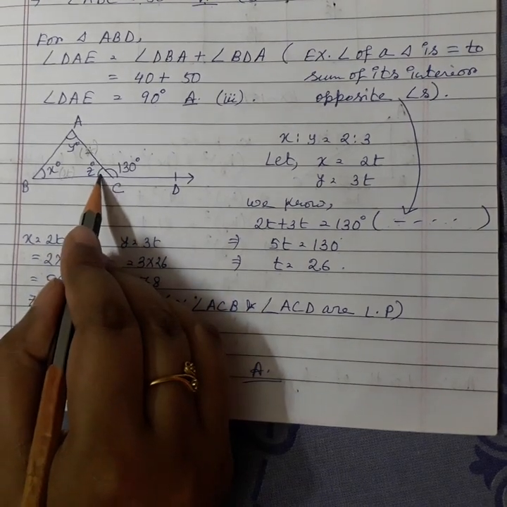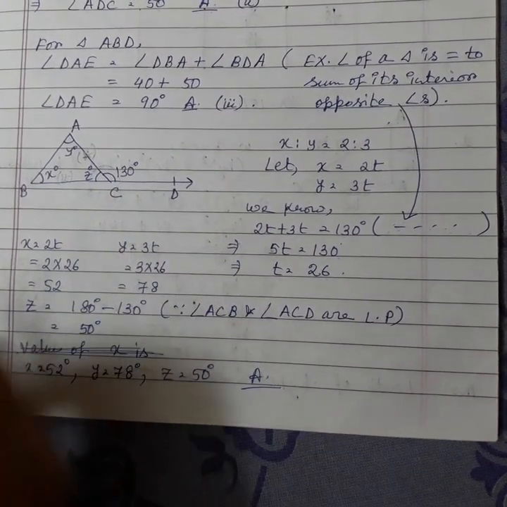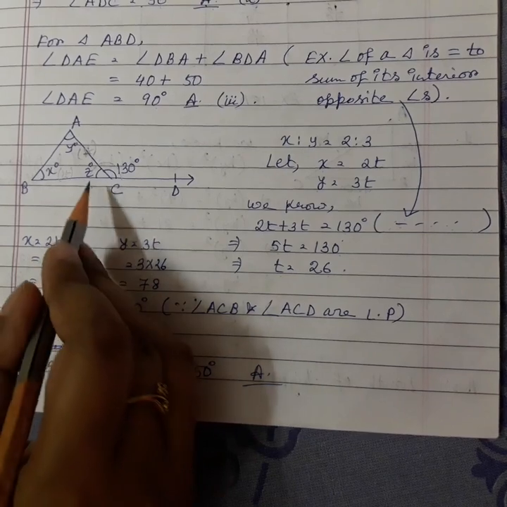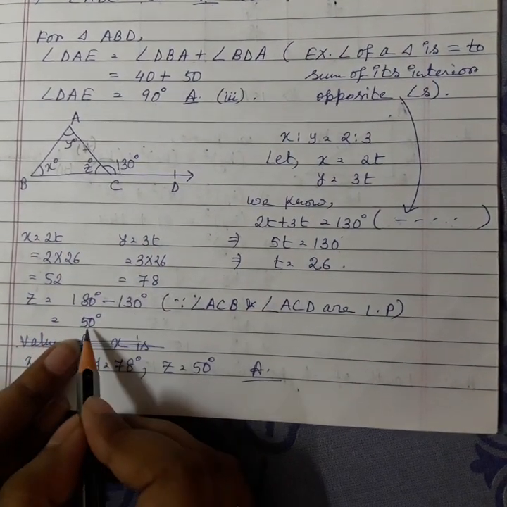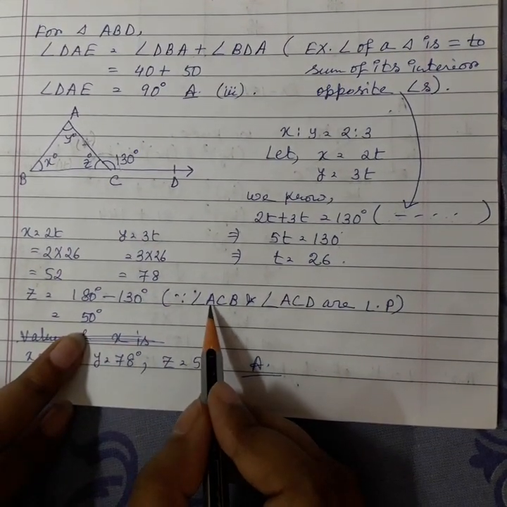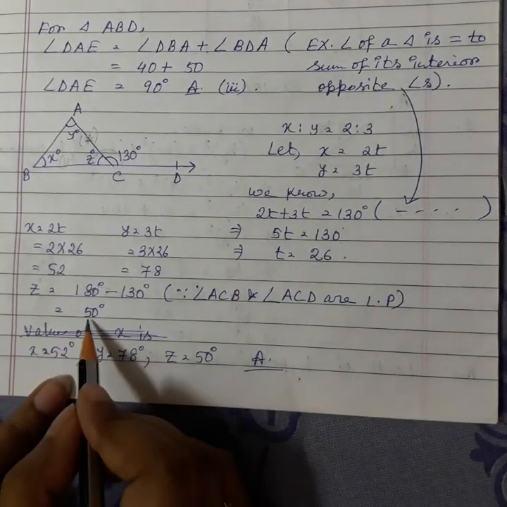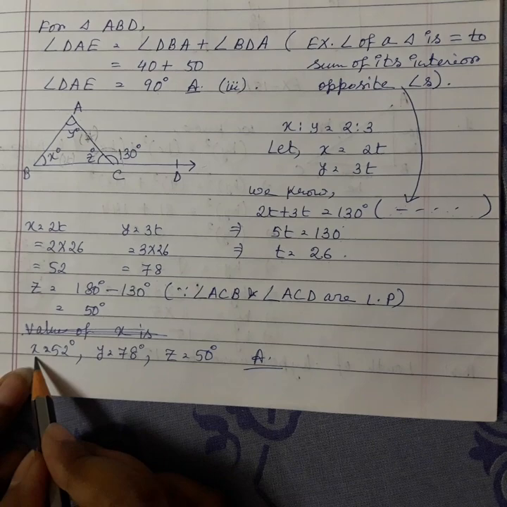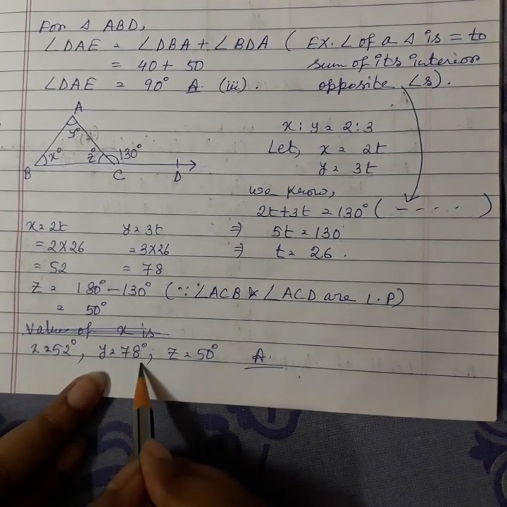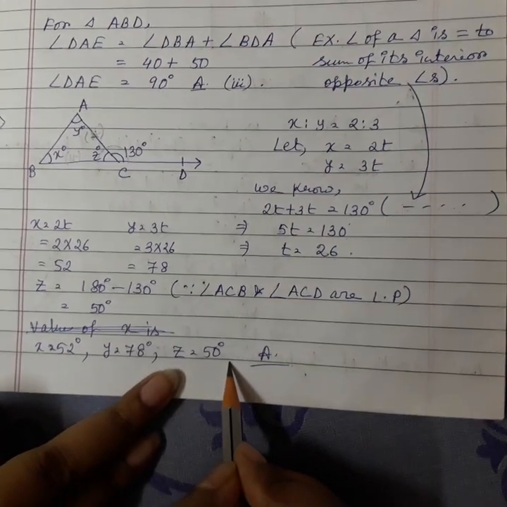Now we have to find the value of z. How will we find it? The sum of these two angles is 180 degrees. So by linear pair, z equals 180 minus 130, it comes to 50 degrees. Because angle ACB and angle ACD are a linear pair. So z comes to 50 degrees. So x equals 52 degrees, y equals 78 degrees, and z equals 50 degrees.